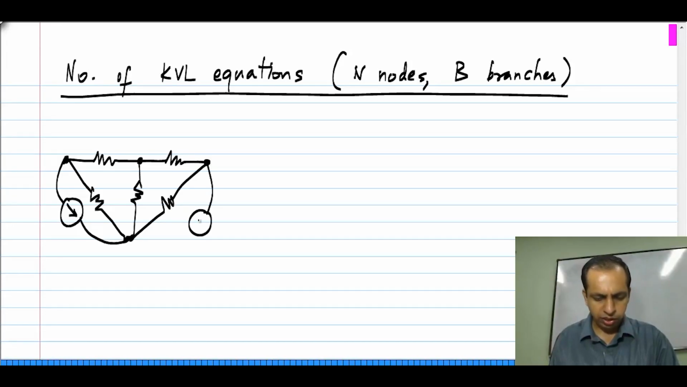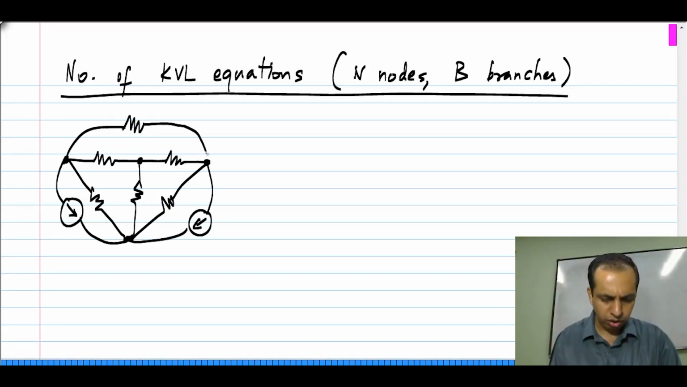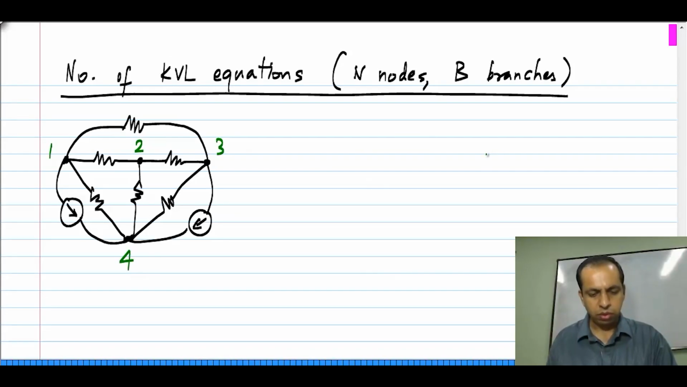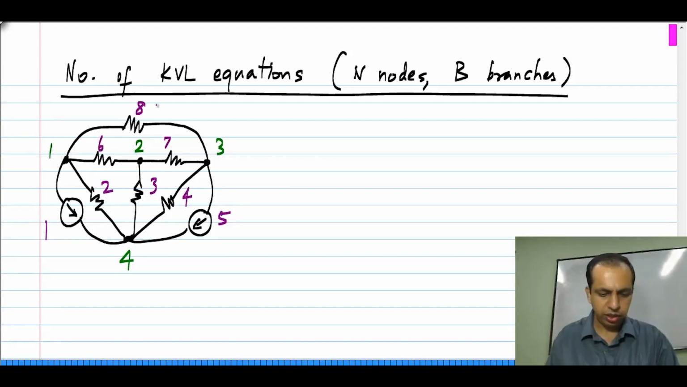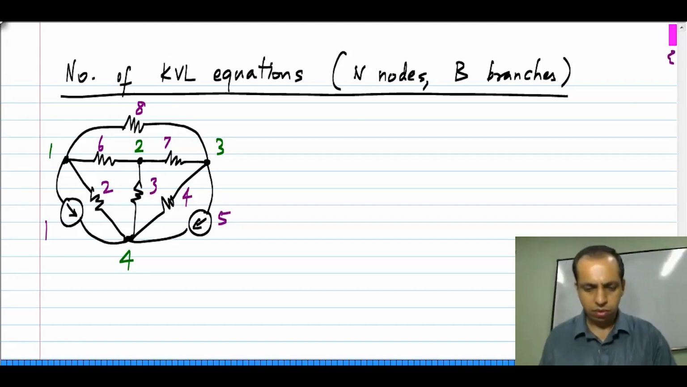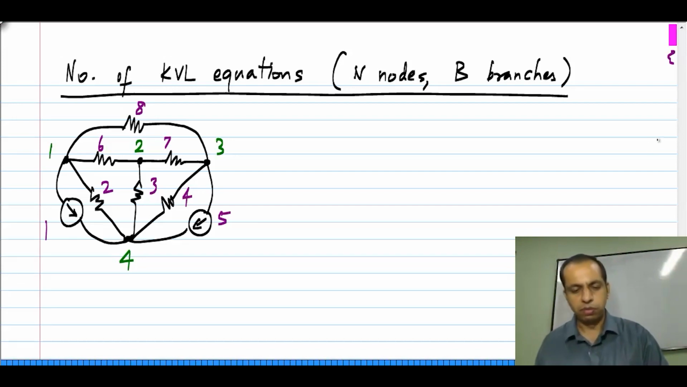I will still consider the same circuit. One, two, three, four nodes and 1, 2, 3, 4, 5, 6, 7, 8 branches. So, now how do we count the number of KVL equations?